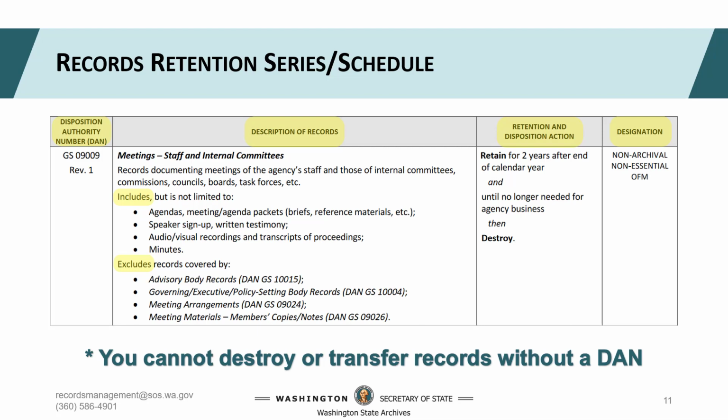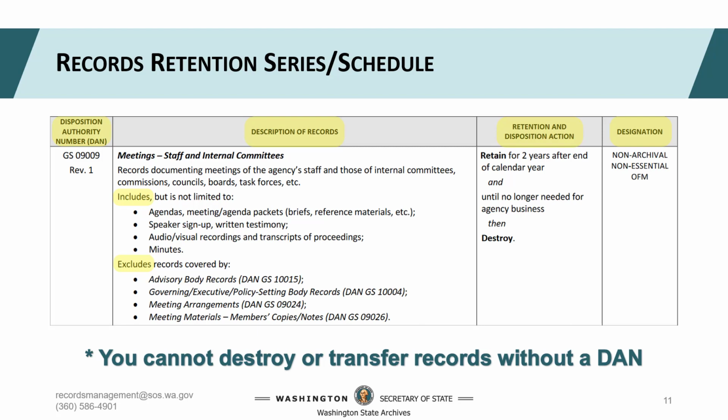In this example, you have two countdown triggers: end of calendar year and until no longer needed for agency business. As soon as both are satisfied, the record is retained for 2 years before being destroyed. The designation field can go in one of several ways, starting with archival or non-archival. Archival records have long-term public research value and should be transferred to the Washington State Archives for appraisal or permanent retention. Non-archival records don't carry the same weight and can be destroyed as soon as they've met retention.